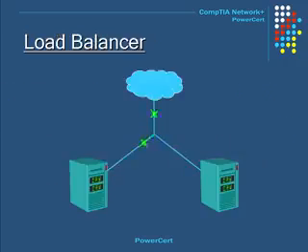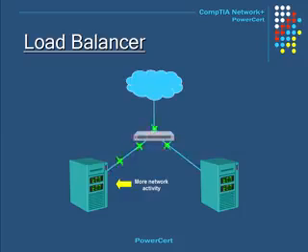A load balancer is a piece of hardware or software that is used to evenly distribute data activity across a network so that no single server or computer becomes overwhelmed with the workload. For example, here we have a network and one of the servers is getting more network activity than the other server. So to resolve this, we can add a load balancer so that both servers are sharing the network activity evenly.